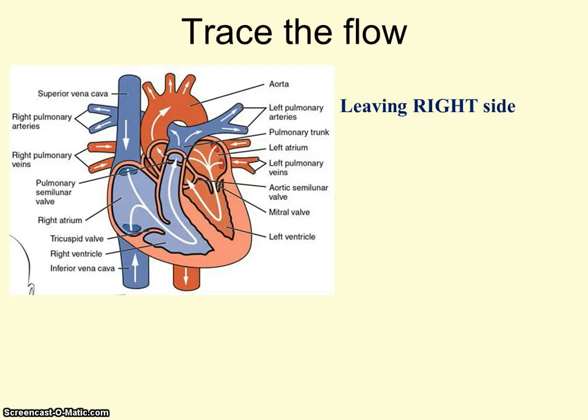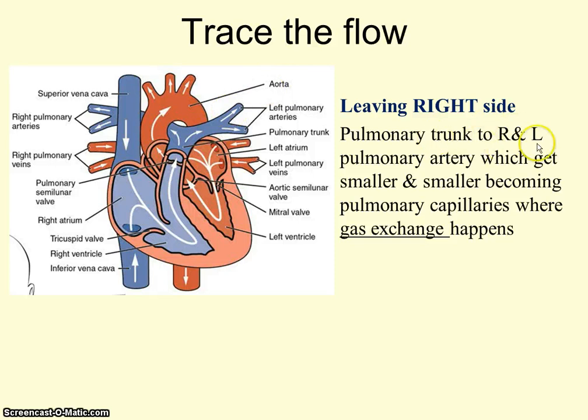Again, leaving the right side of the heart, after it's come back from the body, and I color this darker blue for deoxygenated, right? So back through inferior, superior vena cava, coronary sinus back here, into the right atrium, through the tricuspid valve, down to the right ventricle, and out through the pulmonary artery that then splits. All right? This trunk goes to the right and left artery, which becomes smaller and smaller and smaller, becoming pulmonary capillaries out over here and over here, where gas exchange happens, which we'll talk about in the respiratory chapter.